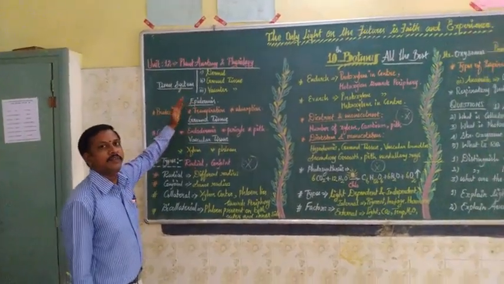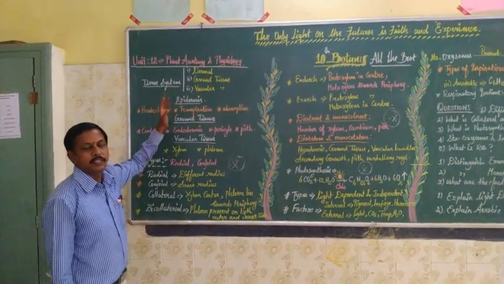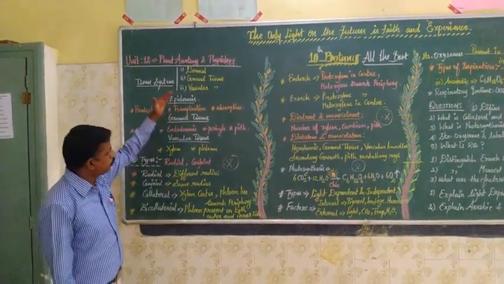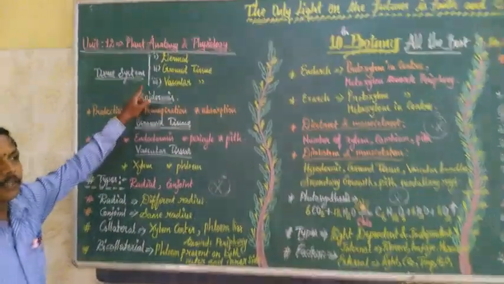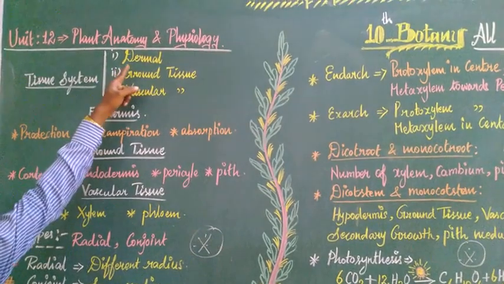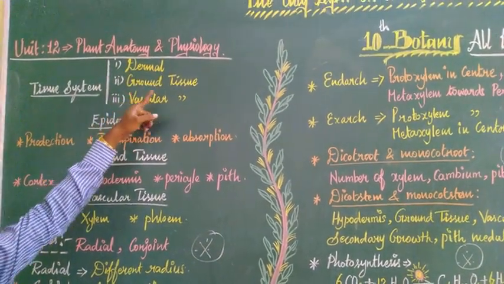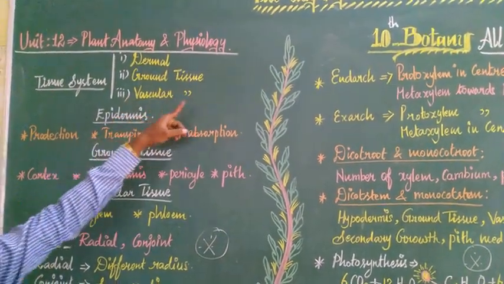These are very important contents of the lesson. From the examination point of view, you have to memorize this content. First one, tissue system. What are the tissue systems? First one is dermal tissue system. Second one is ground tissue system. Third one is vascular tissue system.